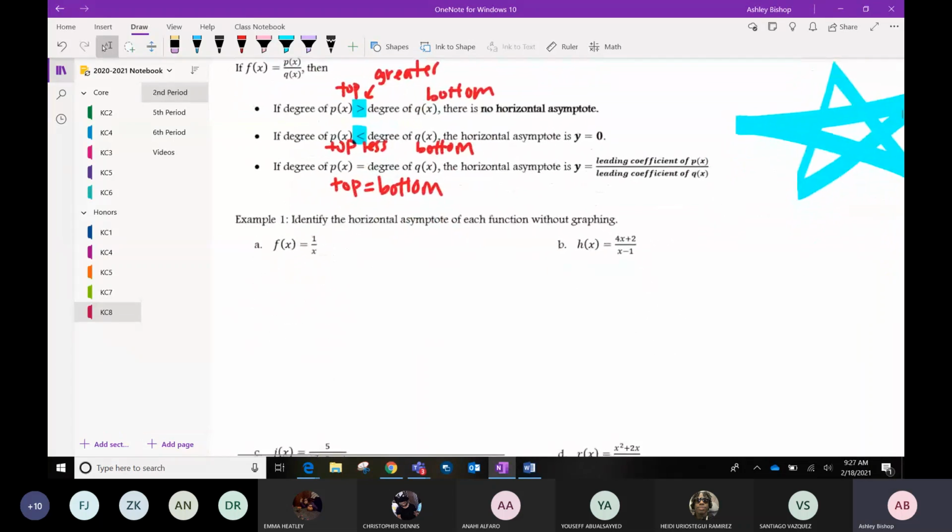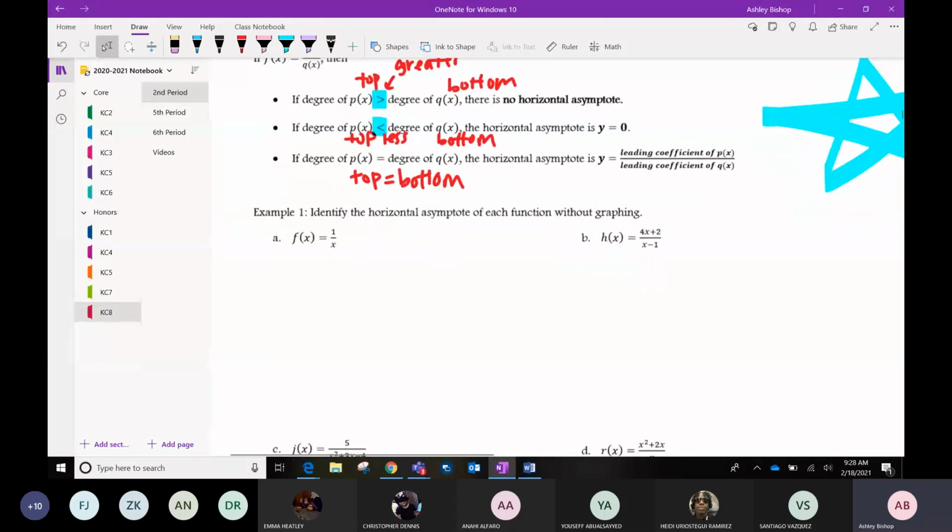Alrighty. So the question says, identify the horizontal asymptote of each function without graphing. So you don't need to graph these. You have your 3 properties and you have an equation.